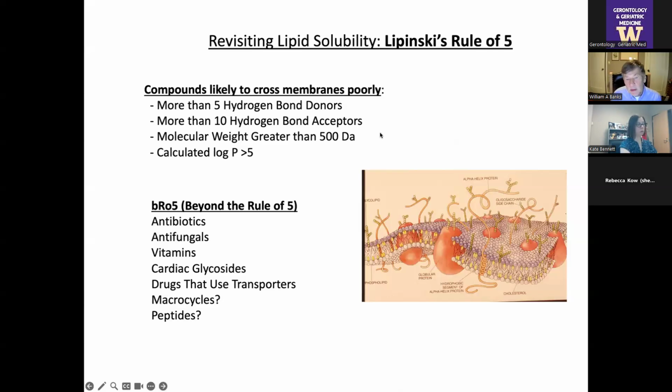And this was sort of an early 21st century upgrade of the lipid hypothesis, sort of broke it down a little bit. So you're not likely to cross if you have more than 5 hydrogen bond donors or 10 hydrogen bond acceptors. And this is a play on lipid solubility. And if your molecular weight is greater than 500, you're going to have trouble. That's, of course, the molecular weight component. And then if your calculated log P is greater than 5. In other words, if you're too lipid soluble, you're going to have trouble.